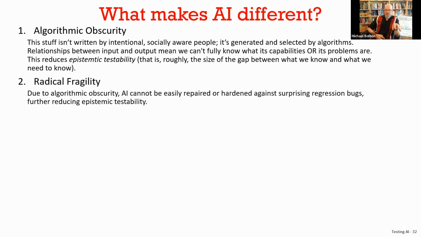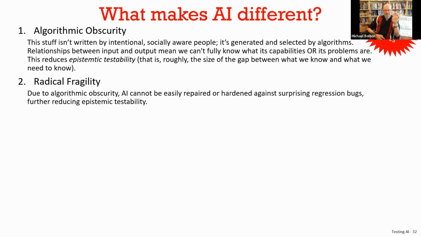The problem of radical fragility. When we retrain or fine-tune a large language model or any kind of AI model that was generated by machine learning, we don't know how the retraining is going to affect what was there before. So we've got 2 classes here of technical issues that pertain to what we might call epistemic testability, which is a $15 way of saying the gap between what we know and how we know it, and the gap between what we know and what we need to know in order to make informed release decisions on behalf of our clients.